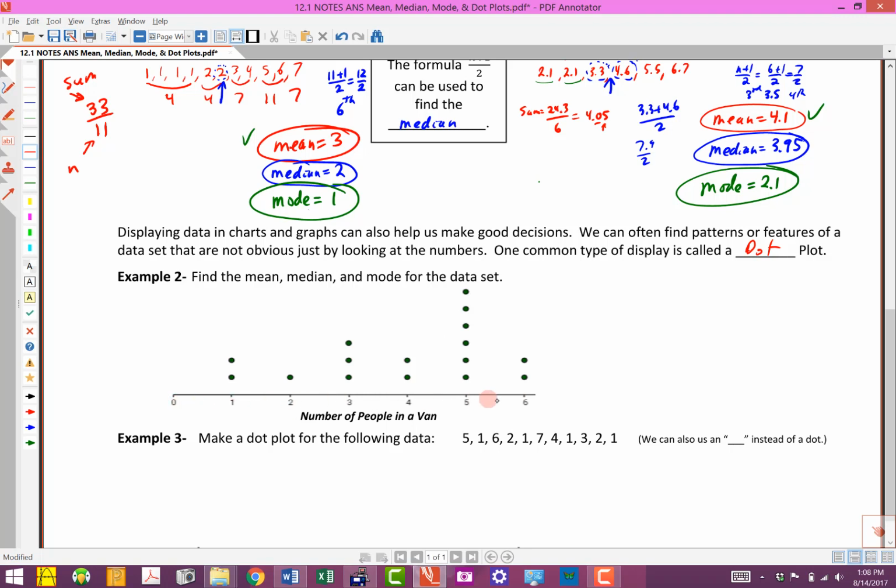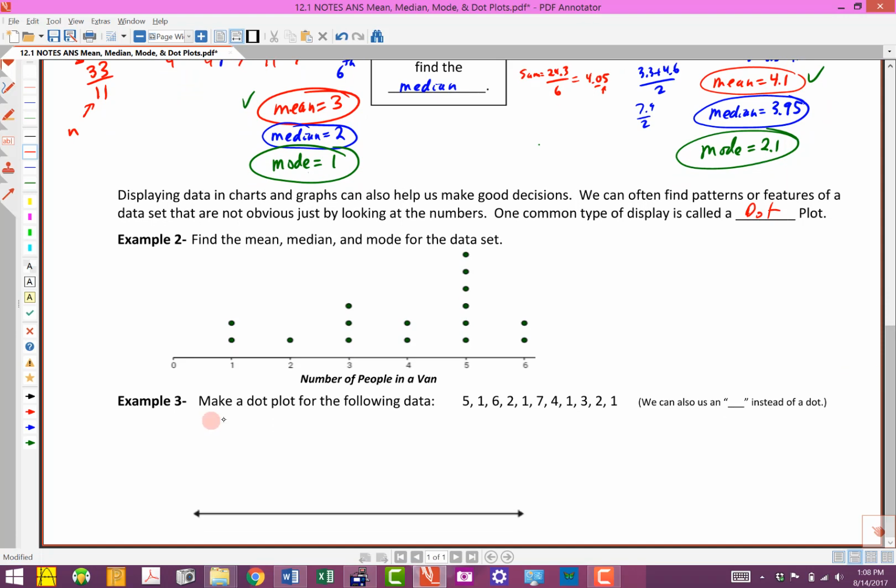We have this horizontal axis that we scale, and we have a number underneath each one of those, and then the number of dots above that represents how many of those data points we have. So this literally represents 2 4s there. Okay, now we're actually going to go through and we're going to make a dot plot for this data set.